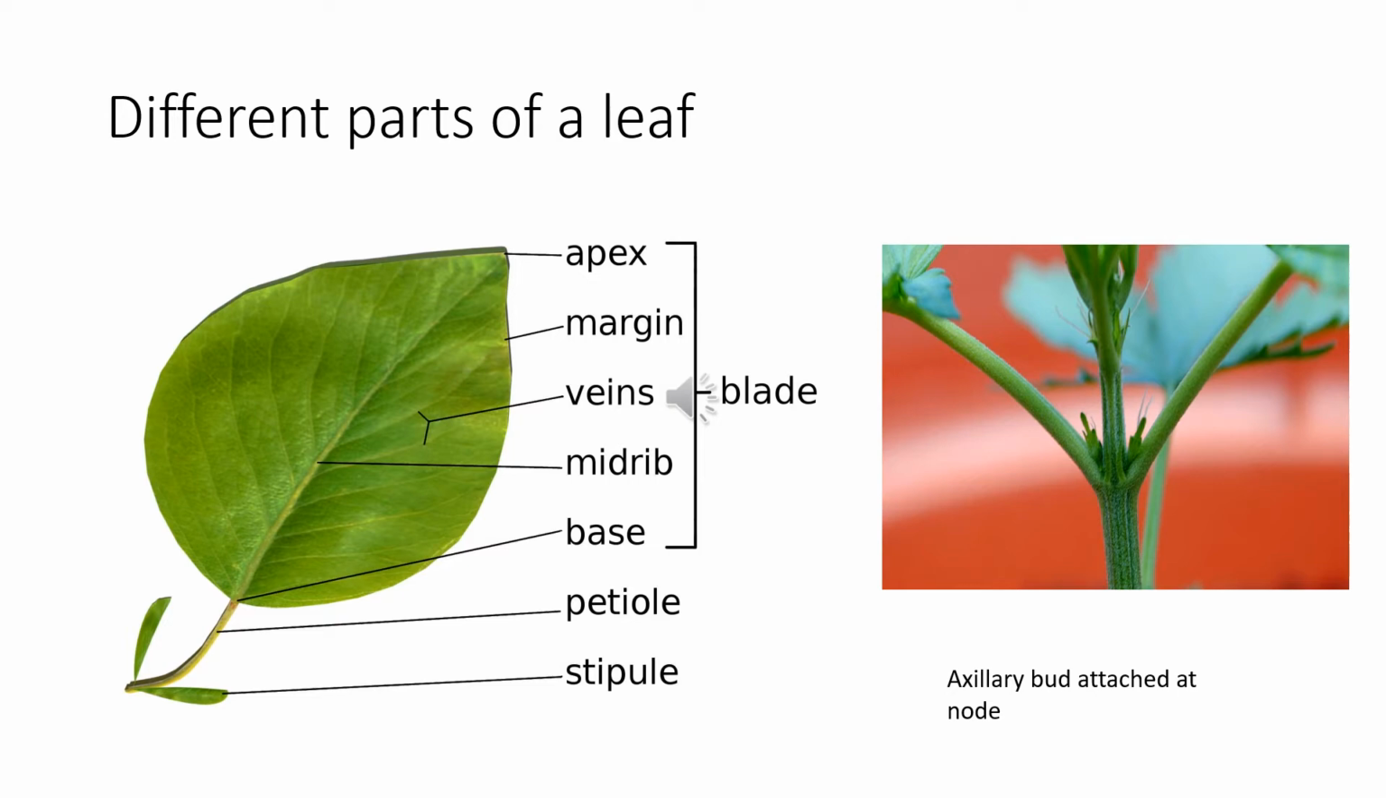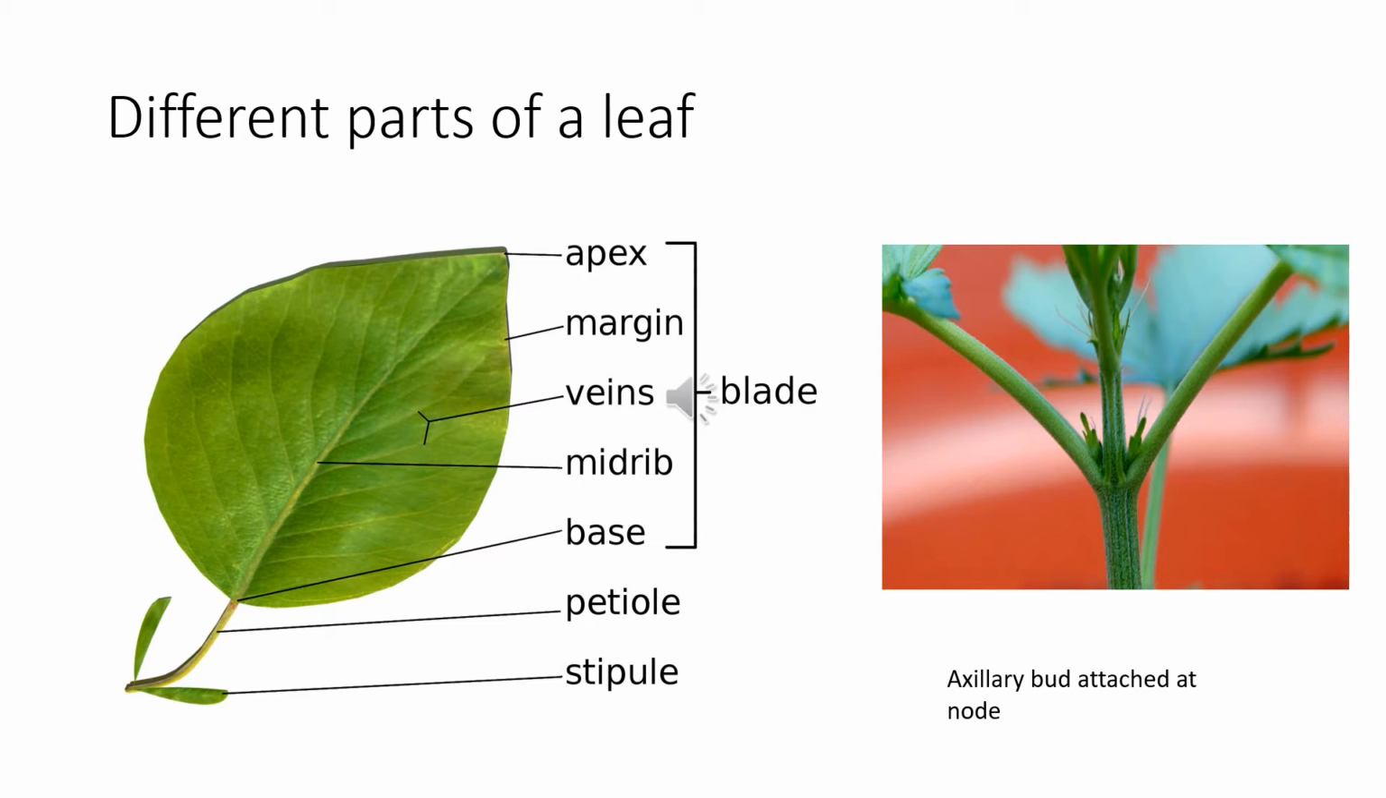And the broad green flat part where the photosynthesis happens is known as the leaf blade or lamina, and the basic part of the lamina from where the petiole is starting is known as the leaf base. Now the leaf blade or lamina has different parts. The apical portion of the leaf blade or lamina is known as the apex, and the margin of the leaf blade or lamina shows different forms of margins in different plants.